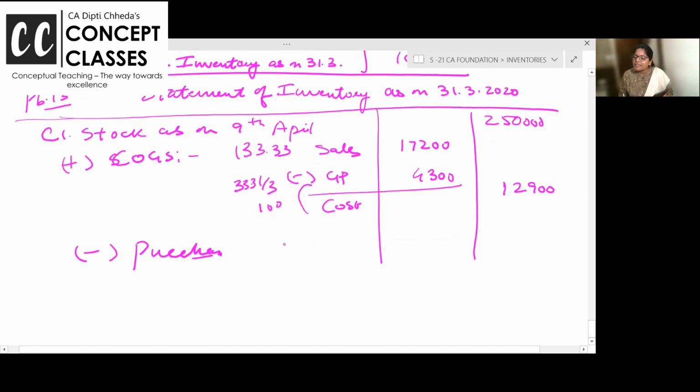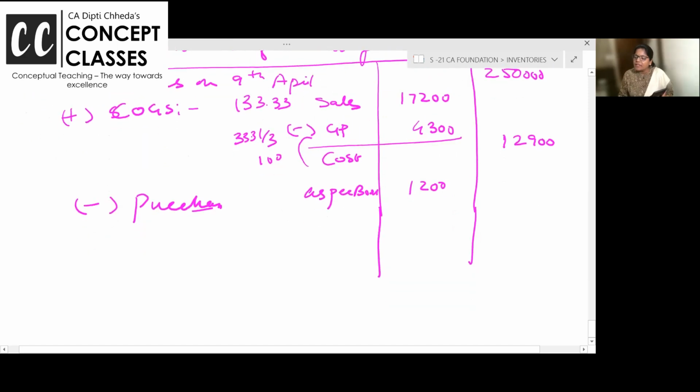Next is minus purchases. Purchases total as per books, how much purchases have you made? 1,200. But they are saying one thing in this: 500 were not received. Not received means not a part of the inventory in the godown. So 1st to 9th April, how much was the purchases? 700. Remove it, because that's not the purchases. 700. Or, some adjustments.